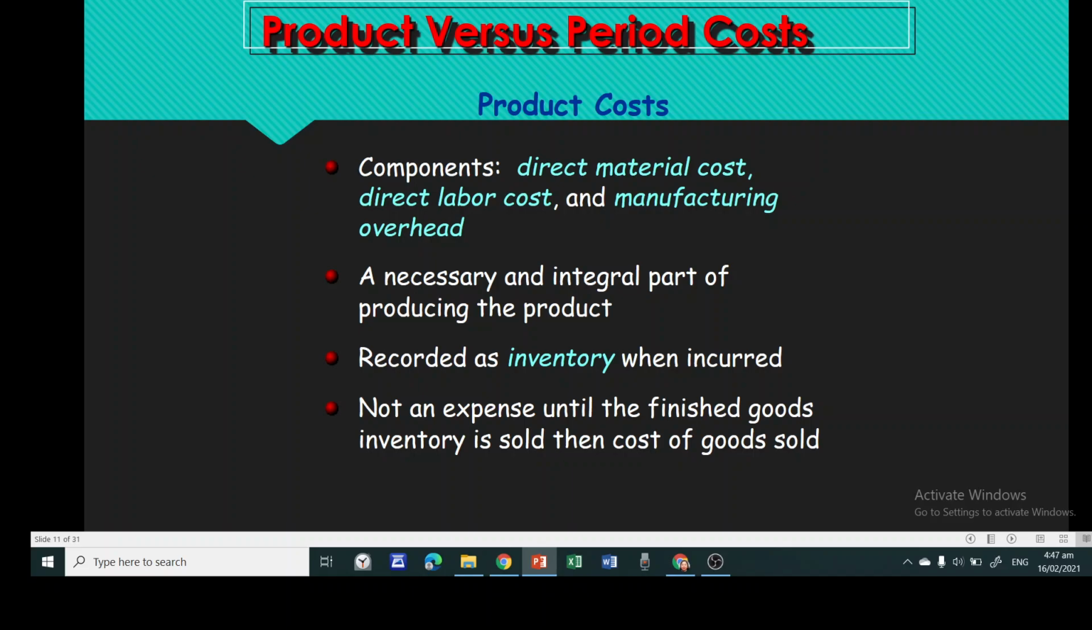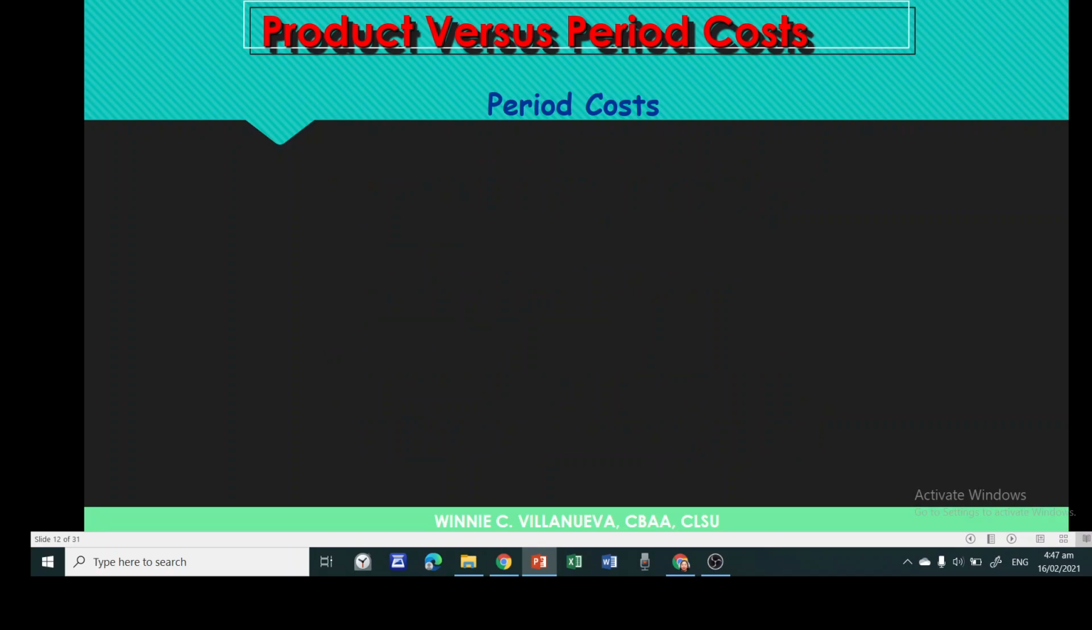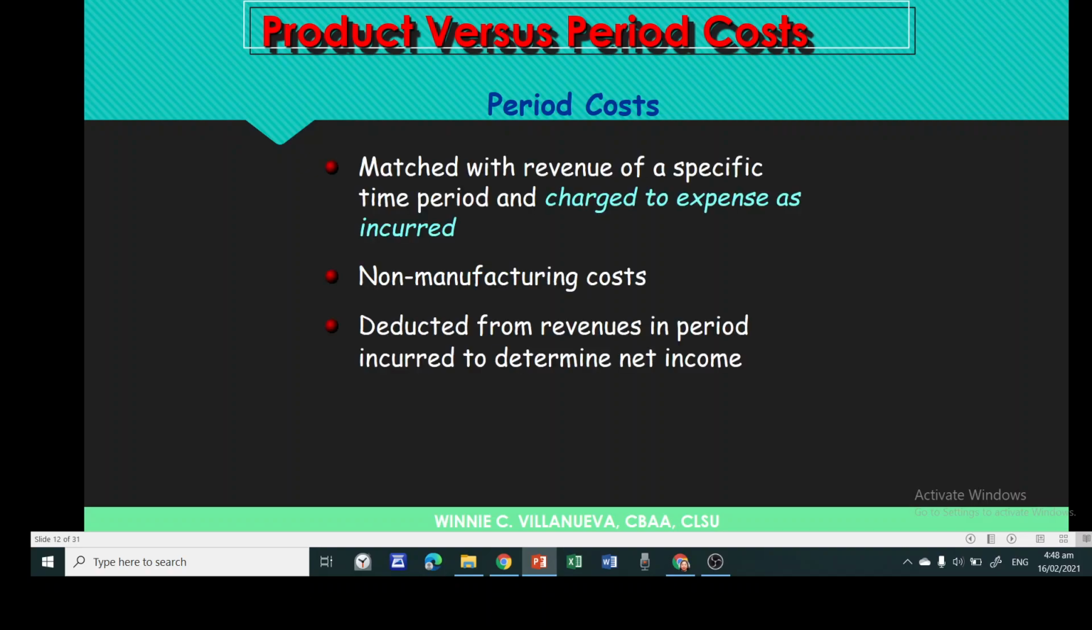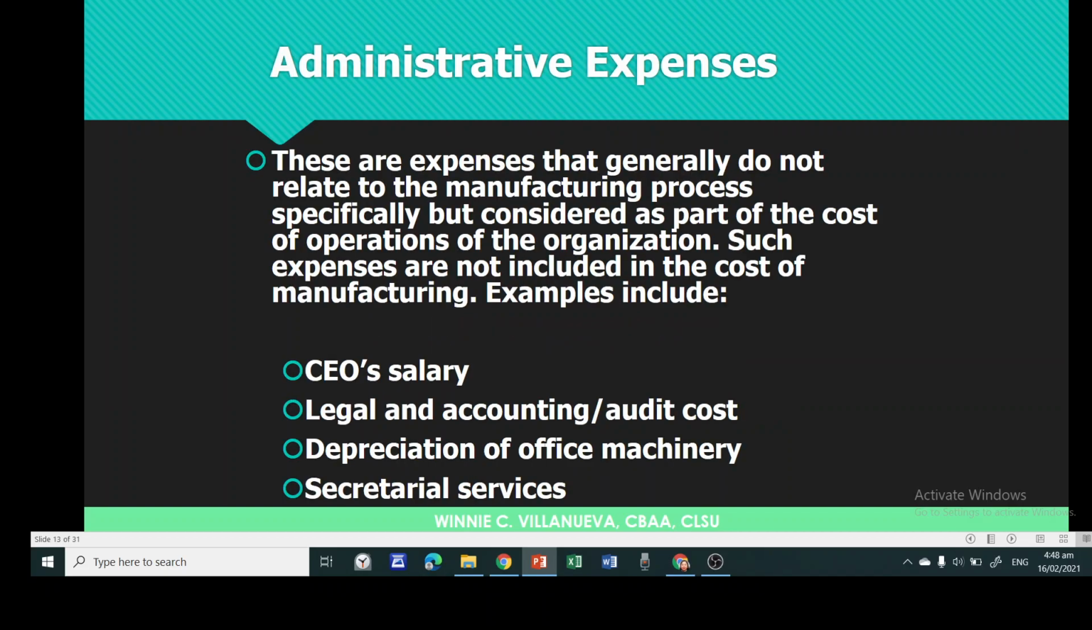And of course, we know that matching benefit and cost. So after you sell, that's the only time that it will be recognized as cost of goods sold. Period costs are those items which are part of the financial statement, and it is charged to expense as incurred, and these are non-manufacturing costs, which would comprise selling and administrative expense.